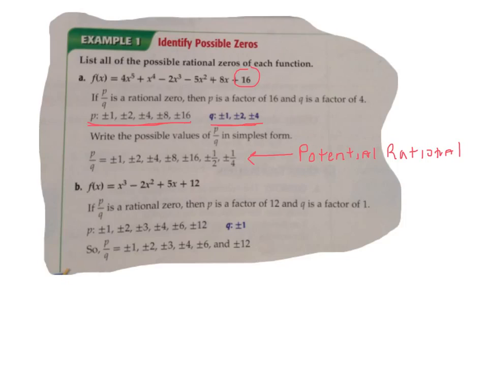For B, again, you can see this one's a little easier because the constant is 12, which gives you all these, but Q is only 1. So basically, just the positive and negatives in the first list are the ones that you would try. Having a leading coefficient of 1 makes this a lot easier and more practical to use.